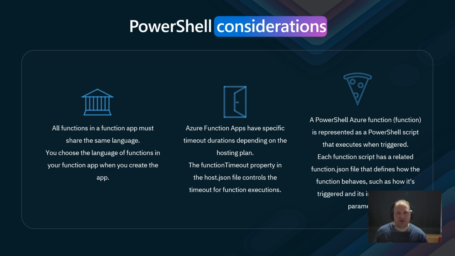So Azure Function apps have specific timeout durations depending on the hosting plan. The functionTimeout property in the host.json file controls the timeout for function execution. Here's a breakdown of some of the default and maximum values for different plans. For the consumption plan, the default timeout is 5 minutes with a maximum of 10 minutes. For the flex consumption plan, the default is 30 minutes with an unlimited maximum, although the execution could be terminated due to platform constraints.